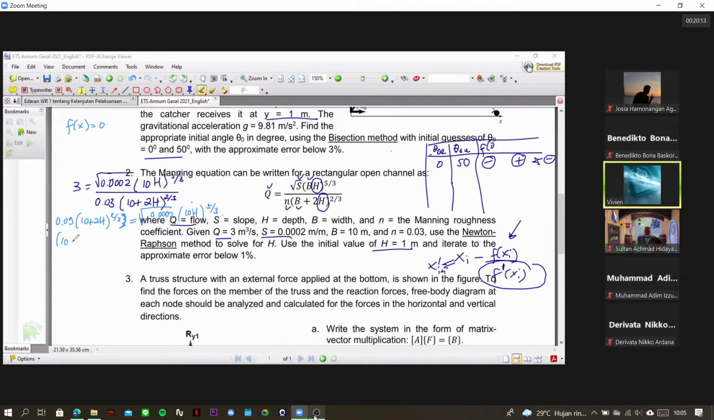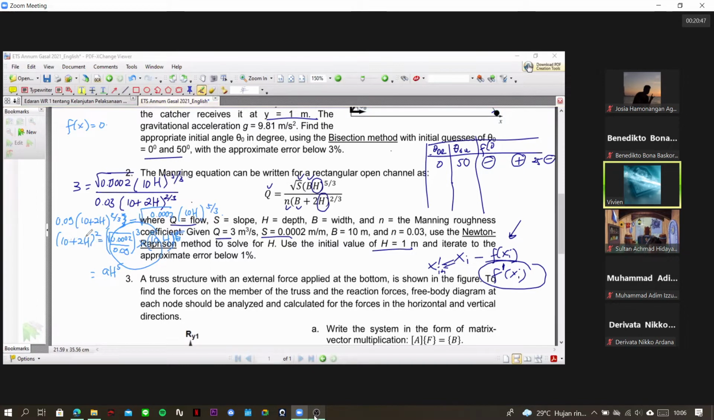So that we have (10 + 2h)^2, and that will be equal to the square root of 0.0002 divided by 0.09, and this is to the power of 3. Then this is multiplied with 10h to the power of 5. So then we have this one, a times h to the power of 5, and that one moves to the right hand side.